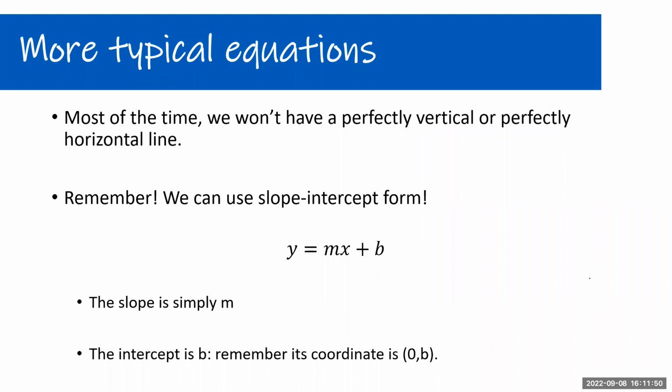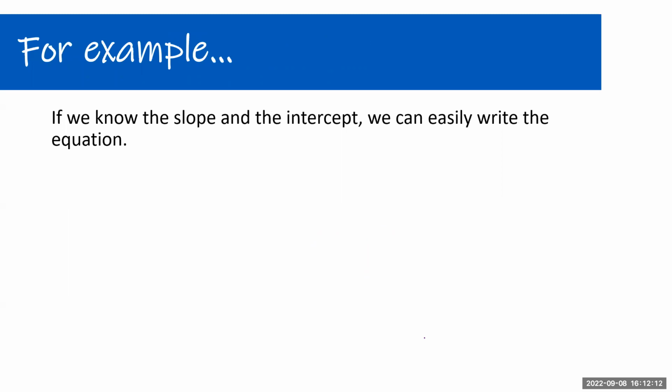We're going to use slope-intercept form. Remember that our slope is m, our intercept is b. The coordinate there is 0, comma b, because we know that we're not moving on the x. We're just going up and down on the y. This will come into play when it tells you points with starting x equals 0. So if we know the slope and the intercept, we can easily write the equation.